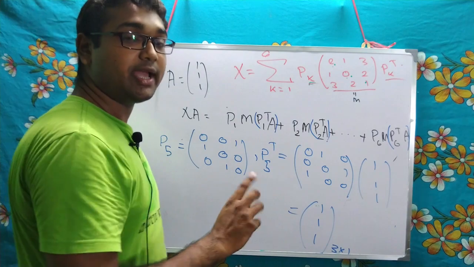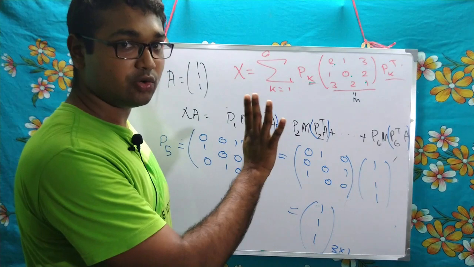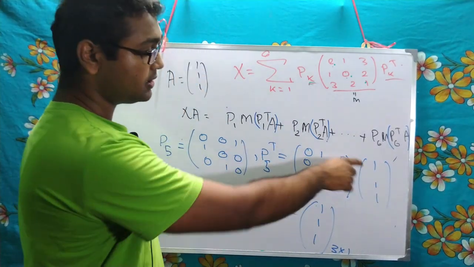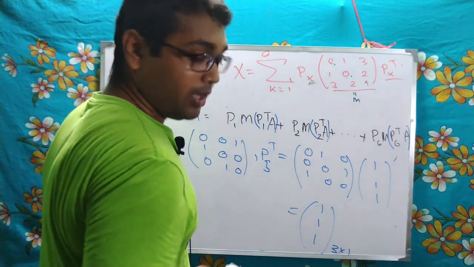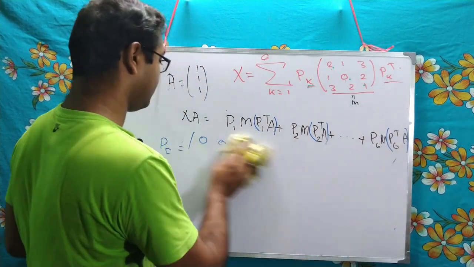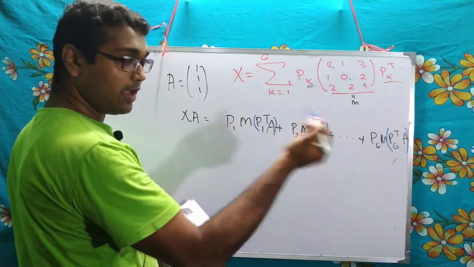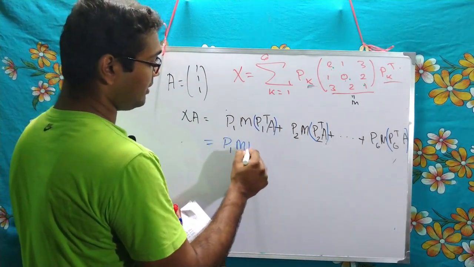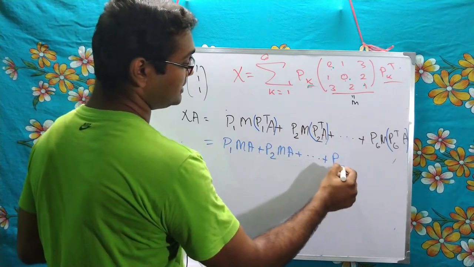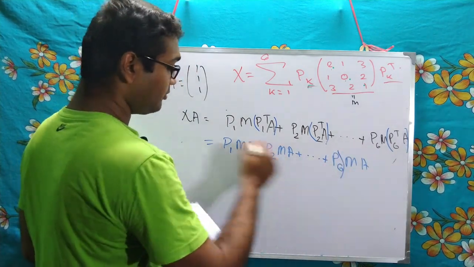Again, the same logic as I used before: each row contains a single 1 and all others are 0. That's why when they get multiplied here, they will give us only the same matrix. This is true for all other Pk's. You can check, but that is needless. So it will finally become A only. So P1 MA, P2 MA, plus dot dot dot, P6 MA. Since MA is common in all of them, I can take it common.